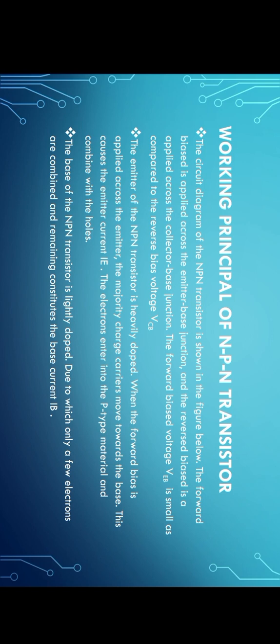The emitter of the NPN transistor is heavily doped. When the forward bias is applied across the emitter, the majority charge carriers move toward the base, which causes the emitter current IE. The electrons enter into the p-type material and combine with the holes. The base of the NPN transistor is lightly doped, due to which only a few electrons combine, and the remaining make up the base current IB.